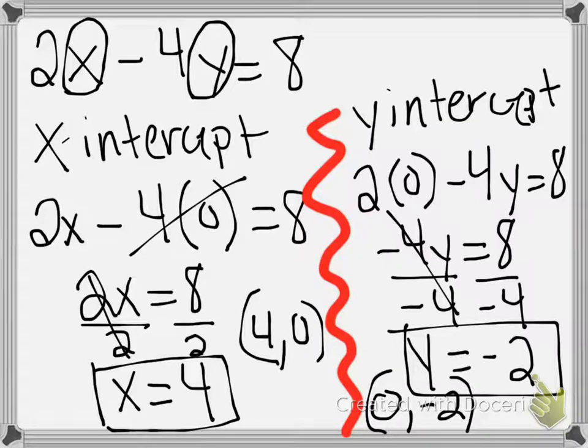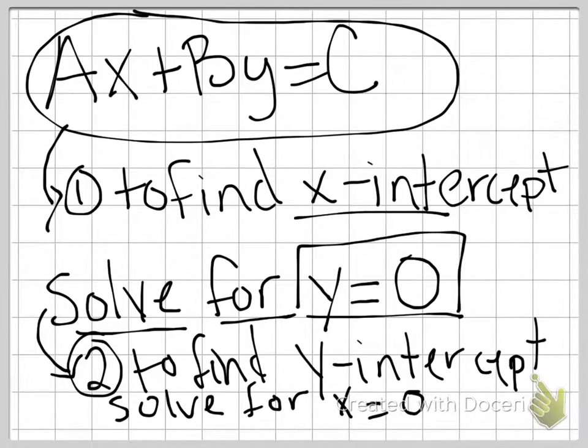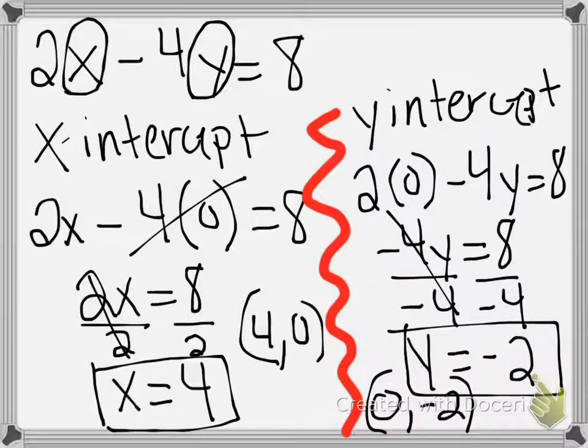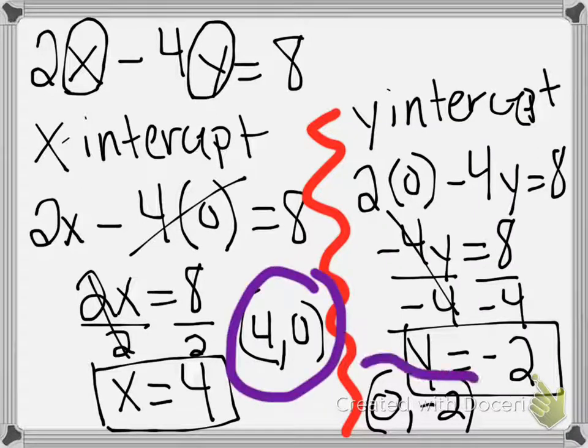That's step 3. Remember our graphic organizer said step 1, find the x-intercept. Step 2, find the y-intercept. Step 3, plot the points and connect. Here we go. So let's find my marker here. I'll use purple. I've got one point here, and I've got my other point right here. So let's put our graph paper on.